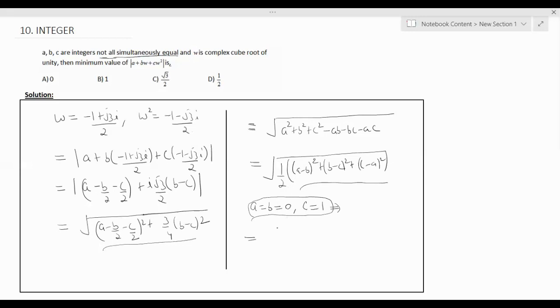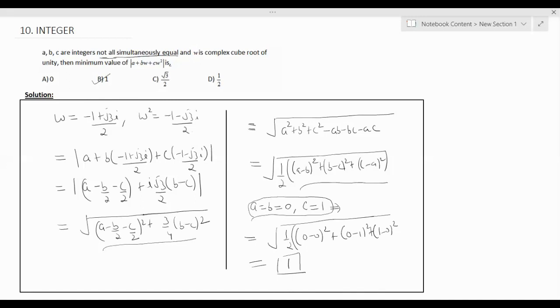So if you substitute these values, let's see what you get. You will have half of, see, a is 0, b is 0, so you will have 0 minus 0 whole square, and then b minus c, you will have 0 minus 1 whole square, and the last term will be 1 minus 0 whole square. So inside the under root term you will have 1 square plus 1 square, 2, 2 by 2 you will have 1. So after simplifying you will have only 1 as your final answer. From this you will have option B as your answer.